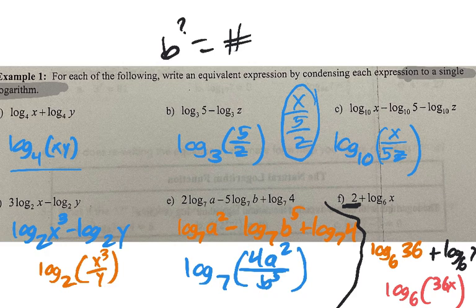Now let's see if that's what they wanted. They have given the answer of log base 6 of 36x. So that is what they wanted you to do. I've never seen a problem like that before. Just, again, being honest with you.